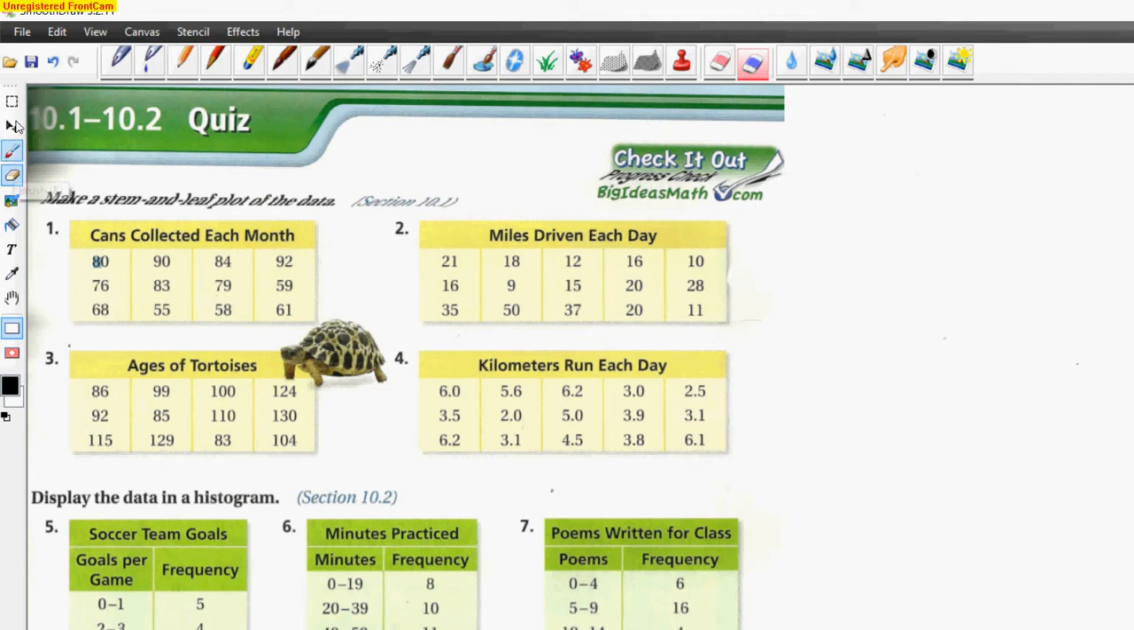Let's get, of course, my favorite pencil. I love these pencils because you can't lose them. All right, number one. Let's take a look at it right now.